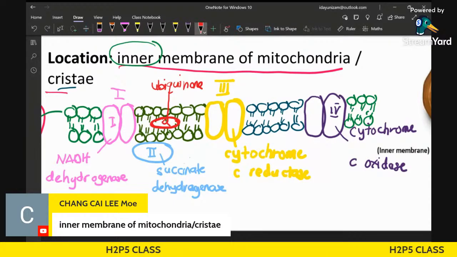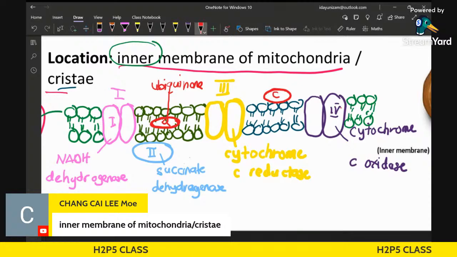One more mobile electron carrier is between complex 3 and complex 4. There is another mobile electron carrier, attached on the outer surface of the inner membrane, which we call cytochrome C. Just like ubiquinone, as long as you spell it correctly. So here it will be C, and the name of this mobile electron carrier is known as cytochrome C. The spelling must be correct.